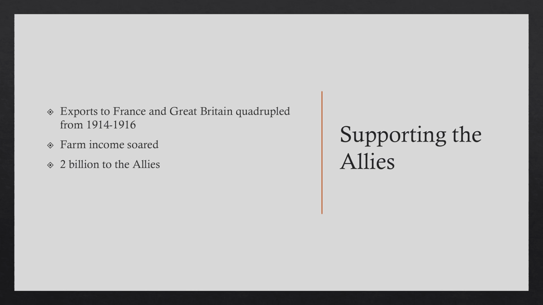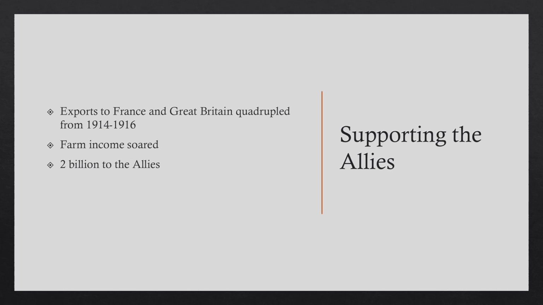So, how does the United States support its allies, or how did that come to be? Well, by the spring of 1915, the Allied powers needed food, they needed supplies, they needed weapons, which all of this generated a boom for US businesses, for bankers and farmers. How so? Well, exports to France and Great Britain quadrupled from 1914 to 1916, and America's manufacturing capacity soon surpassed that of Great Britain, which was a world leader in that.